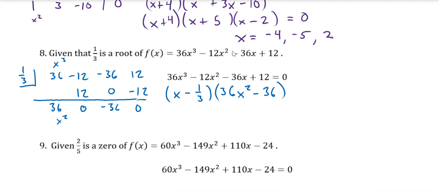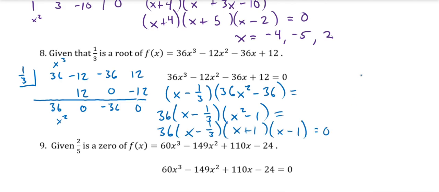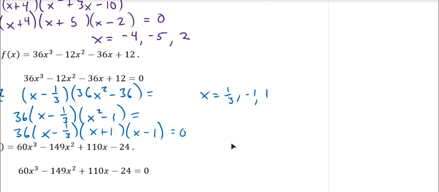Now, factoring out that 36, we have x squared minus 1 here, which is the difference of two squares, which tells me my remaining zeros. Let's contrast this with how things would have looked if we had factored by grouping.